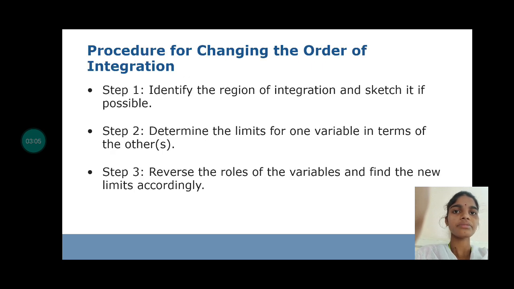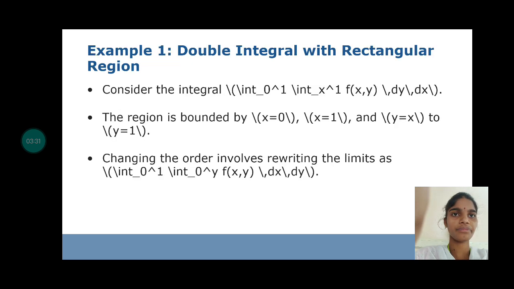And next is the procedure for changing the order of integration. Step 1. Identify the region of integration and sketch it if possible. Step 2. Determine the limits for one variable in terms of the others. Step 3. Reverse the roles of the variables and find the new limits accordingly.